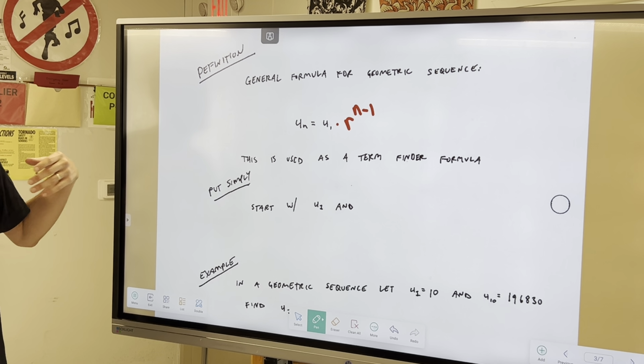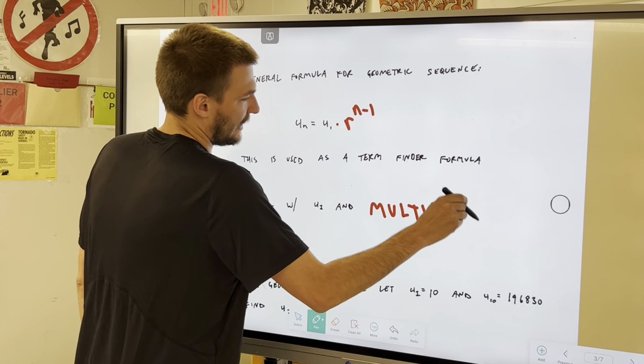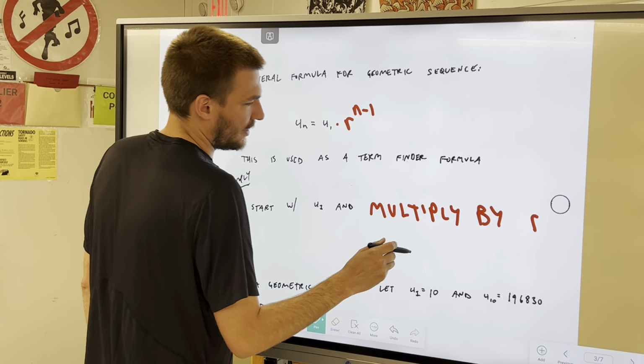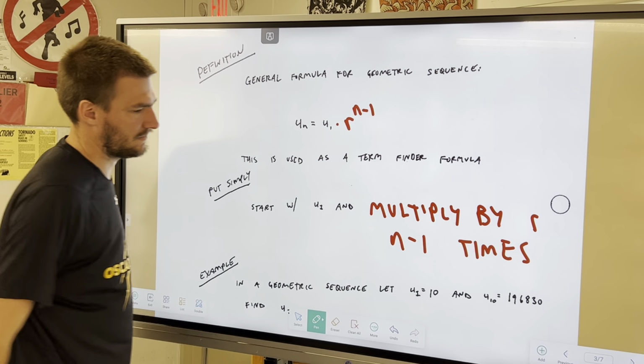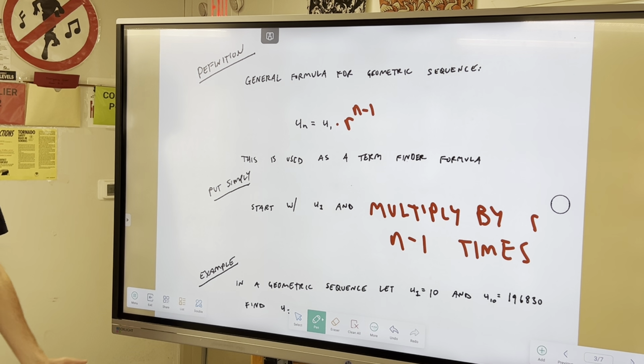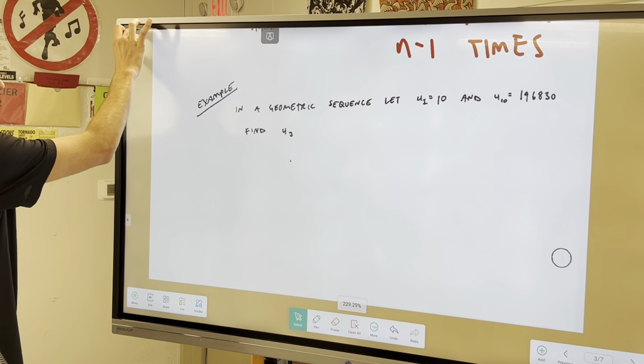And to put it simply, you start with u1 and you multiply by R n-1 times. You start with the first term and you multiply a whole bunch, right? That's all that it is. For arithmetic, it is repeated addition, which upgrades it to multiplication. And for geometric, it is repeated multiplication, which upgrades it to exponents. Anyways, we continue. Example.